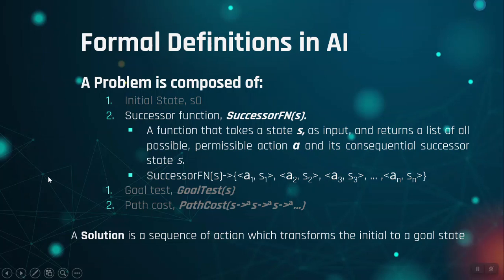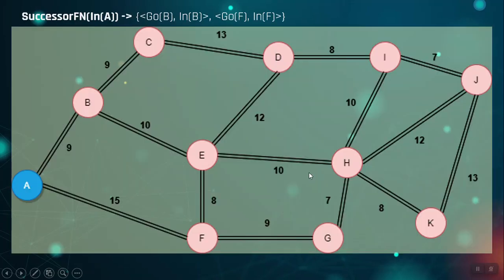So next we define the successor function. This function takes a state as input, and it returns as output the list of all possible permissible actions and their corresponding change in the state, such that given S, it returns A sub 1, S sub 1 pairs. So it's always a pair: the action and then the ending state. All right, so let's move on.